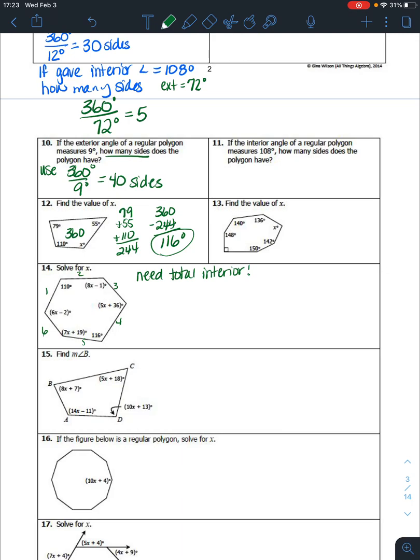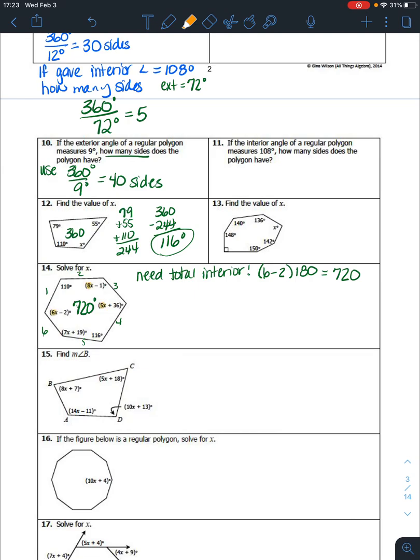So remember, it was n minus 2, the number of sides minus 2, times 180, because it's triangles times 180 degrees. And 4 times 180 degrees is 720. Okay, so all of these angles add up to 720 degrees. So here's what we want to do. We want to go ahead and combine our like terms.